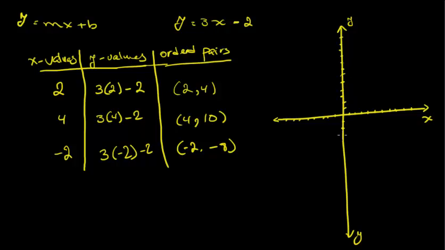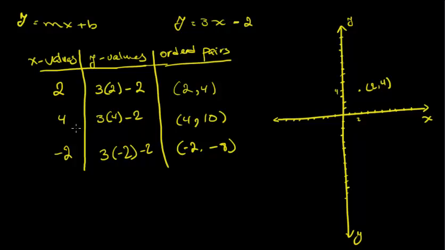Just bear with me, let me complete my coordinate so we can draw a line. Now, we start from the origin. When x is 2, y is 4. 1, 2, this is 2. And 1, 2, 3, 4, this is our 4. So this point is going to be 2 and 4.